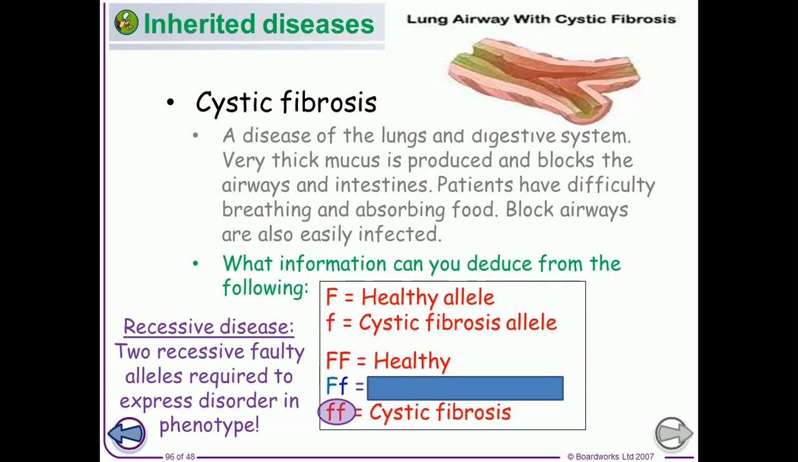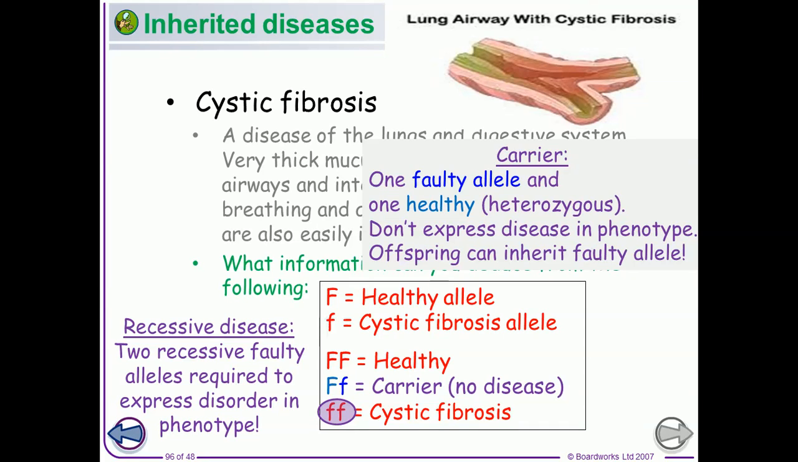If you're heterozygous, that makes you a carrier. And in a carrier, there is 1 faulty allele and 1 healthy allele. But the healthy allele is dominant, so that will be expressed. So carriers do not express the disease in the phenotype. However, they do contain a faulty allele which they can then pass on to their offspring.